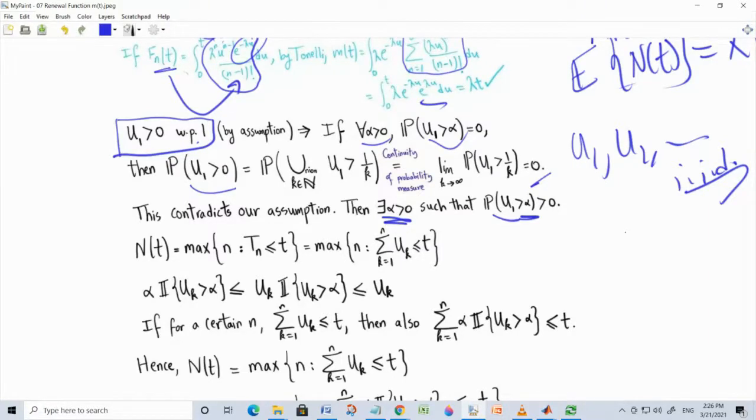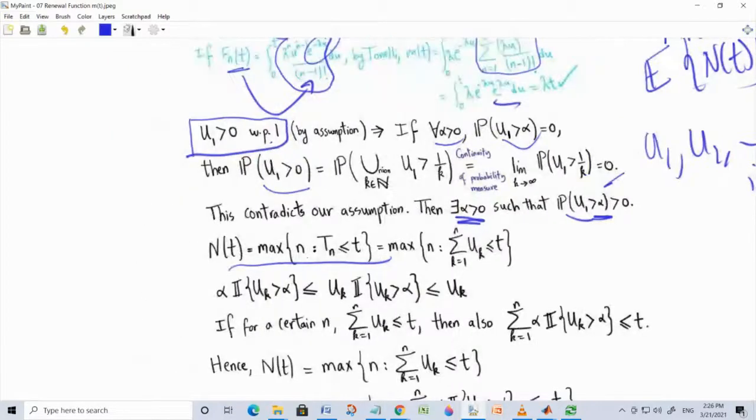Okay, so that's basically the trick. So I will take N(t) and I will rewrite it in this nice form. N(t) is the maximum of values of n, where n is a natural number, 1, 2, 3, such that T_n is less than or equal to t. You need to think a bit about this definition. N(t) is the number of arrivals on 0 to t, right?